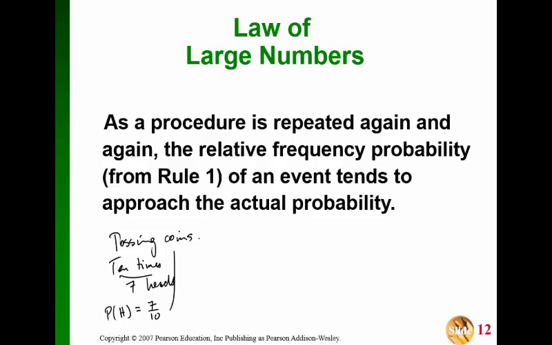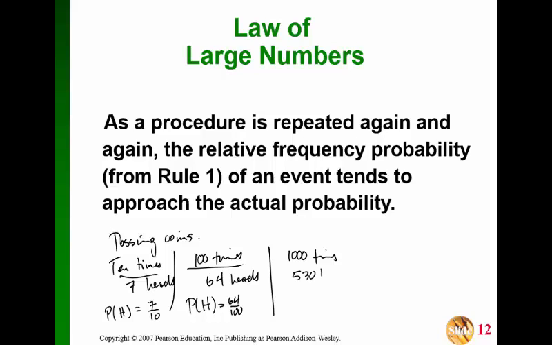Say we toss the coin 100 times, and I'm just going to make up a number here. Let's say we got 64 heads. Then the probability of getting a heads would be 64 out of 100. And let's say we toss the coin 1,000 times, and we got 530 heads. Then the probability of getting a heads is 530 divided by 1,000.